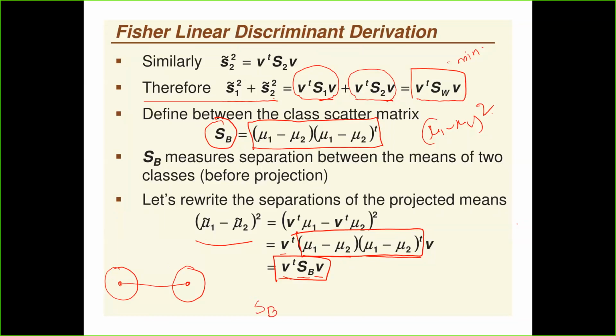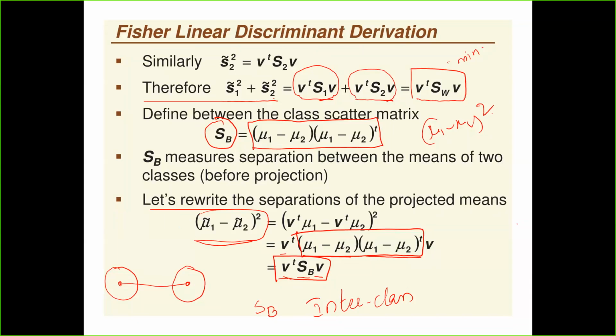Okay, SB in the original space and SB bar, or mu1 bar minus mu2 bar whole square, in the projected space. Do we have to maximize this or minimize this between class scatter? Maximize. This we also call the inter-class distance, or between class distance, between class scatter, SB, right? This we want to maximize.